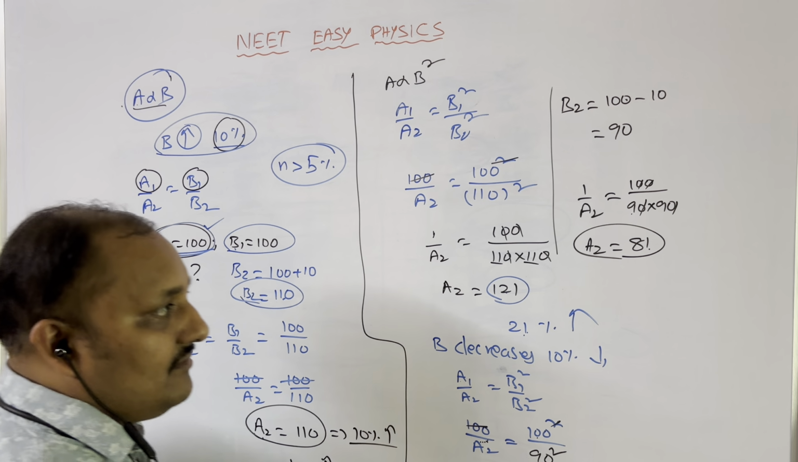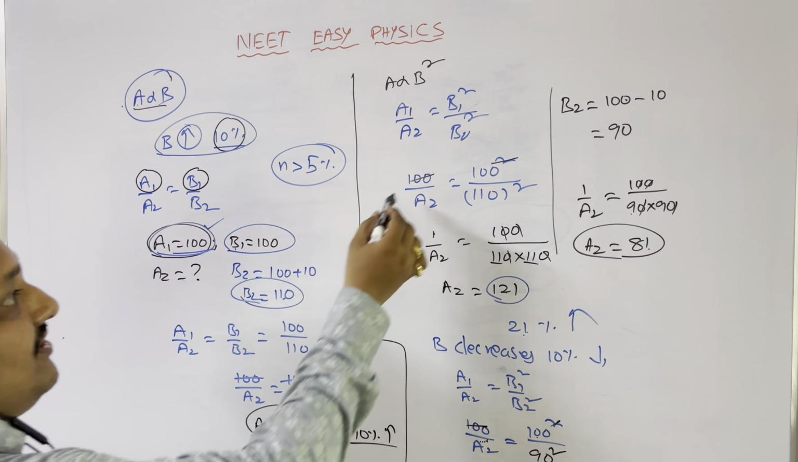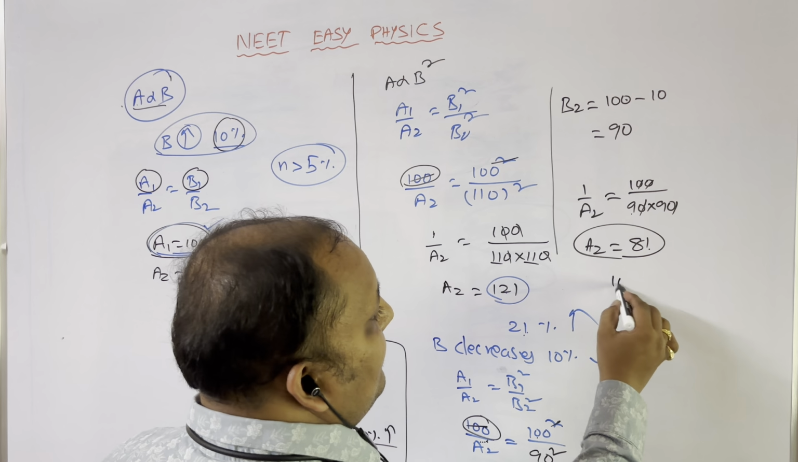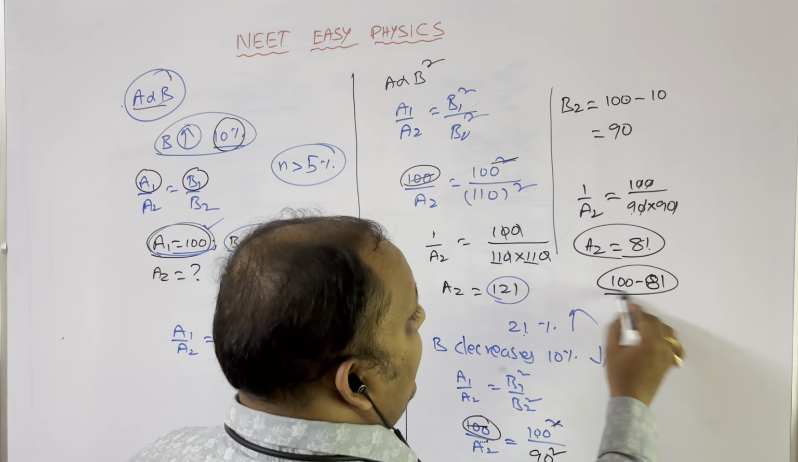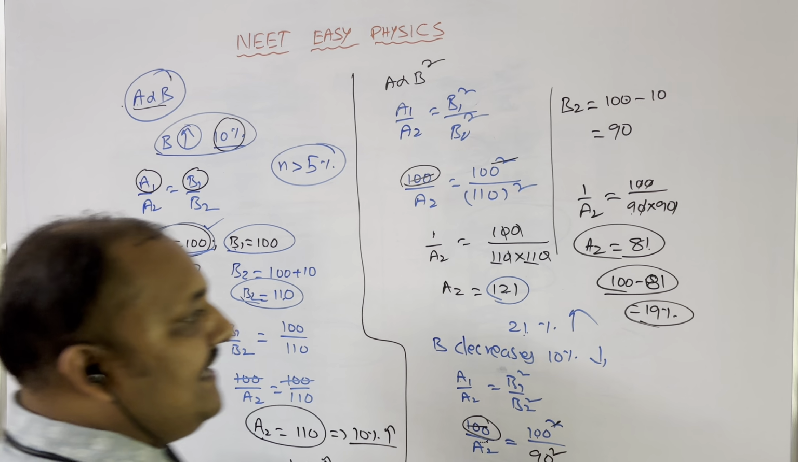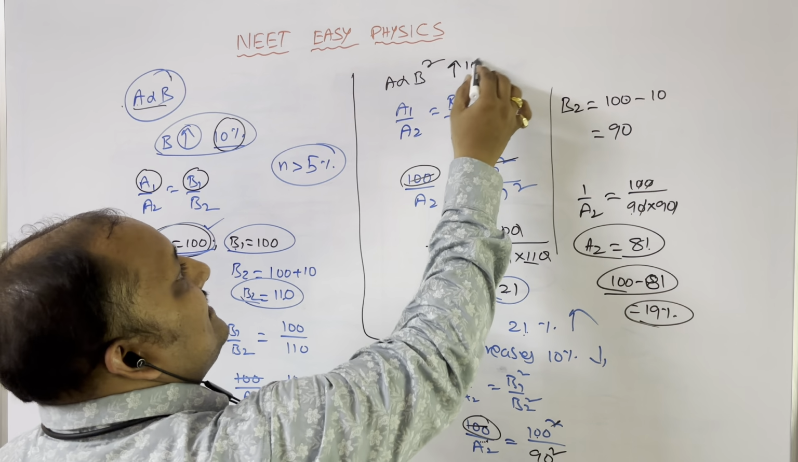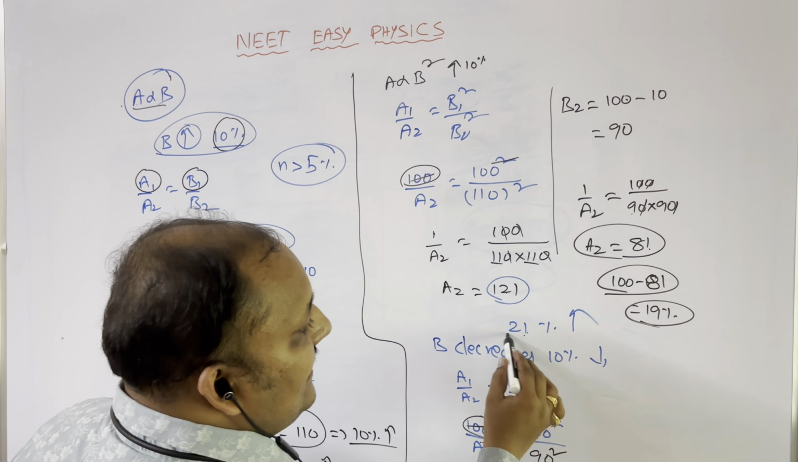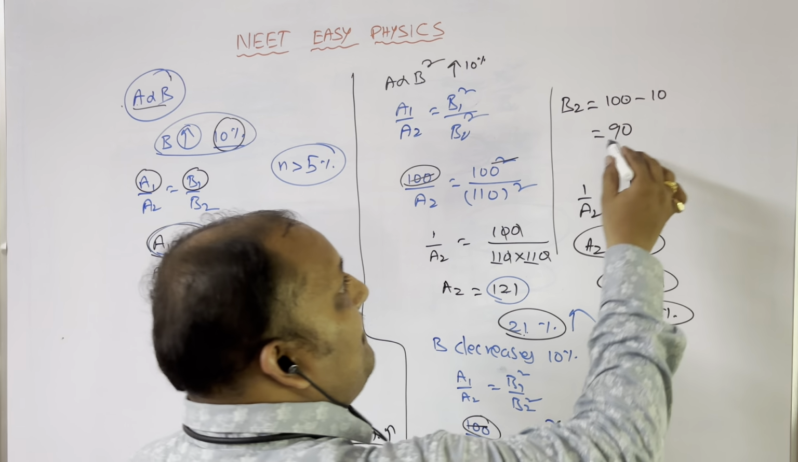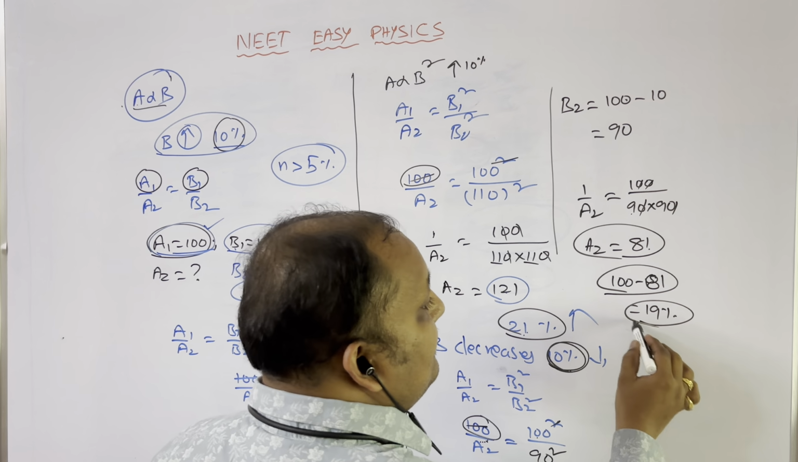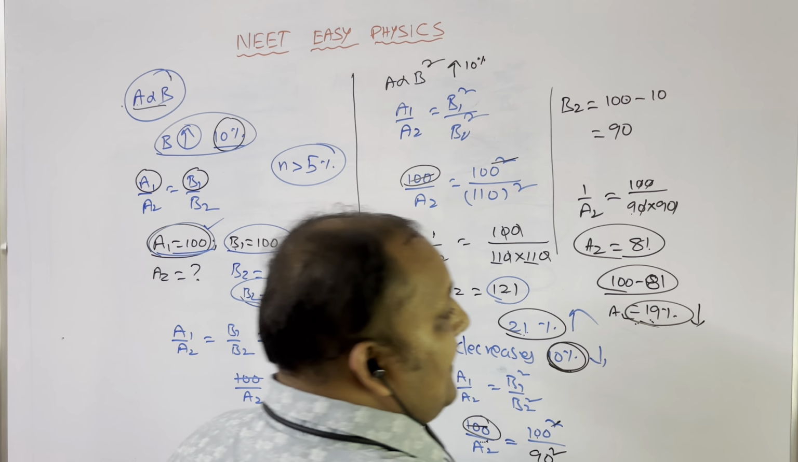Final answer is not 81. How much have you taken A1? In all the cases we are taking 100. Therefore 100 minus 81. 100 minus 81 means how much we are going to get? 19%. Below you got 100, therefore 19% decreases. If B increases 10%, A increases 21%. If B decreases 10%, then A decreases 19%.